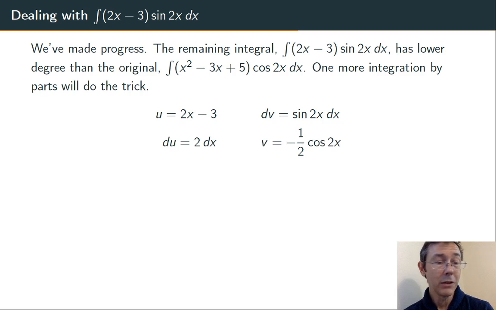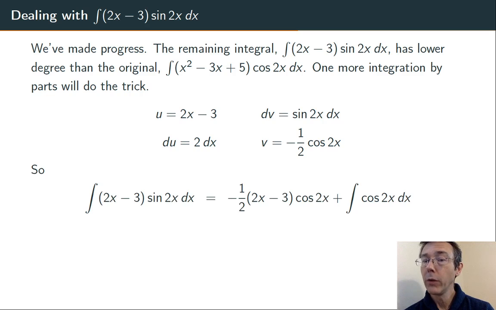Differentiating u, solving for du, du equals 2 dx. Anti-differentiating dv, we get v equals negative 1/2 cosine 2x. By the way, I'm leaving out the plus c when I'm doing these calculations. We'll put in the constant of integration at the very end to make sure we have the most general antiderivative. That's always how we do it in integration by parts.